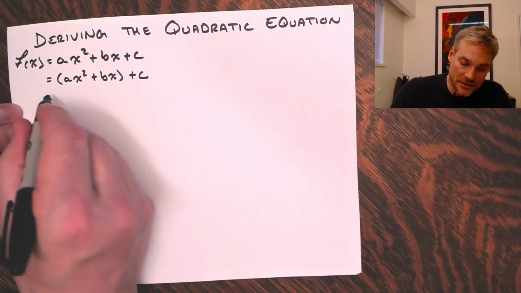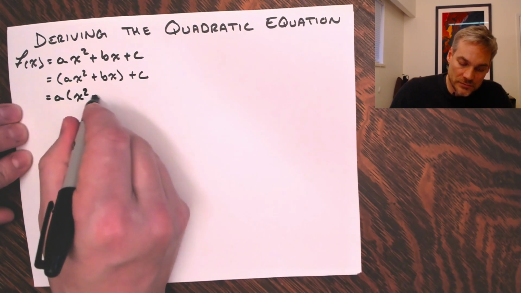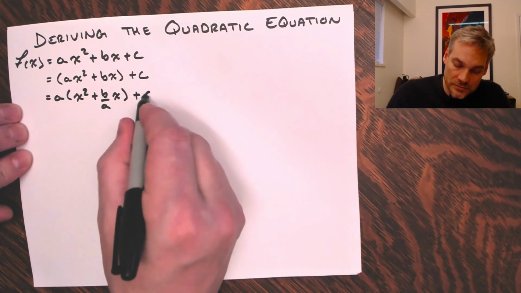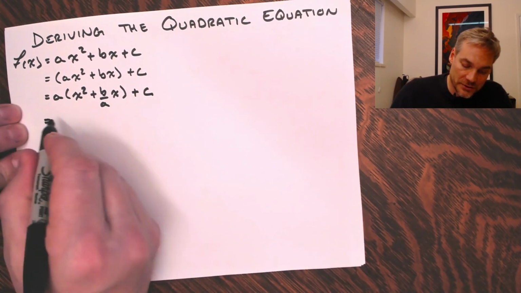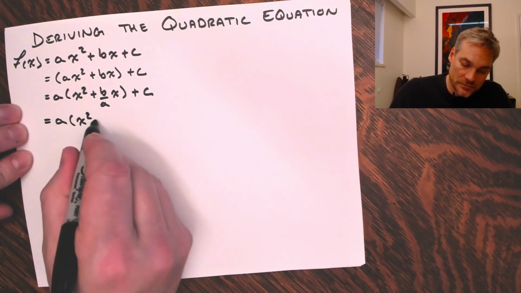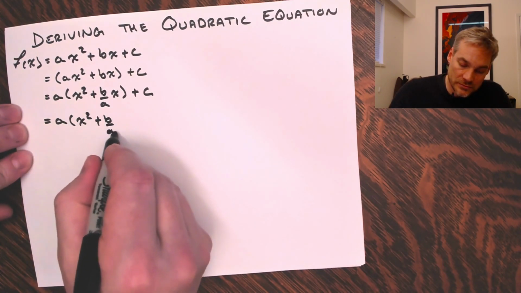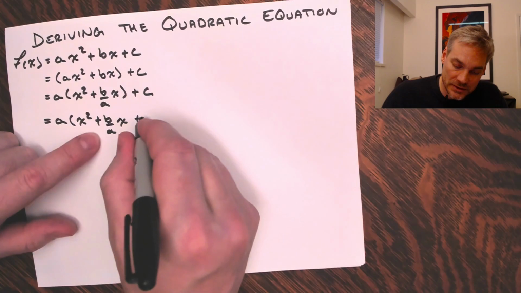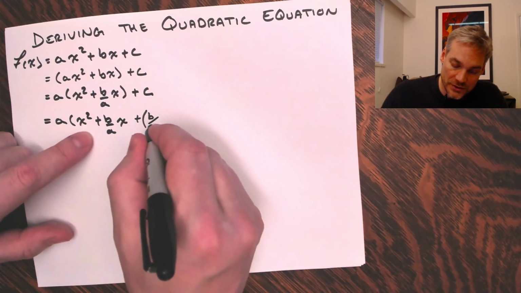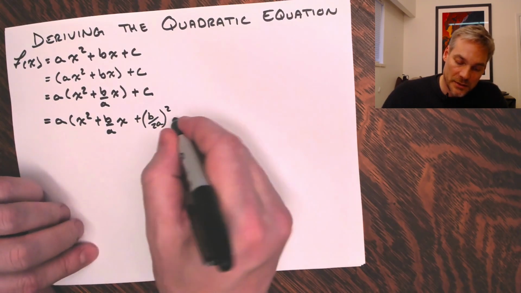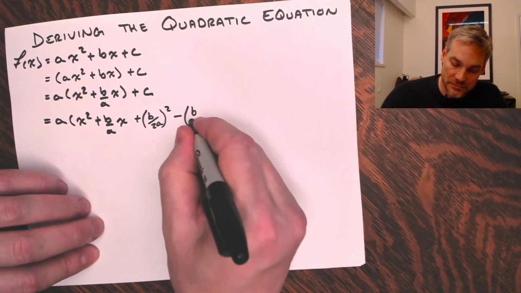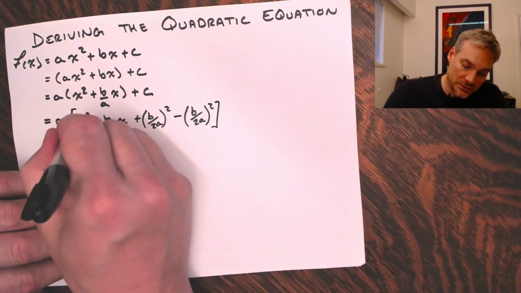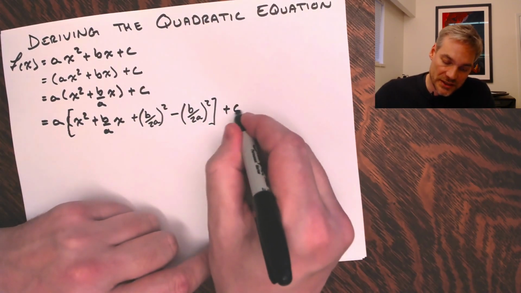I'm going to factor out an a. So we have b over a now. Okay, this is all pretty straightforward. And now I'm going to take half of this number and square it. So b over 2a, and I'm going to square it. But because I added it, I have to subtract it. Let's make that a big bracket because we're getting big. And then I have plus c.